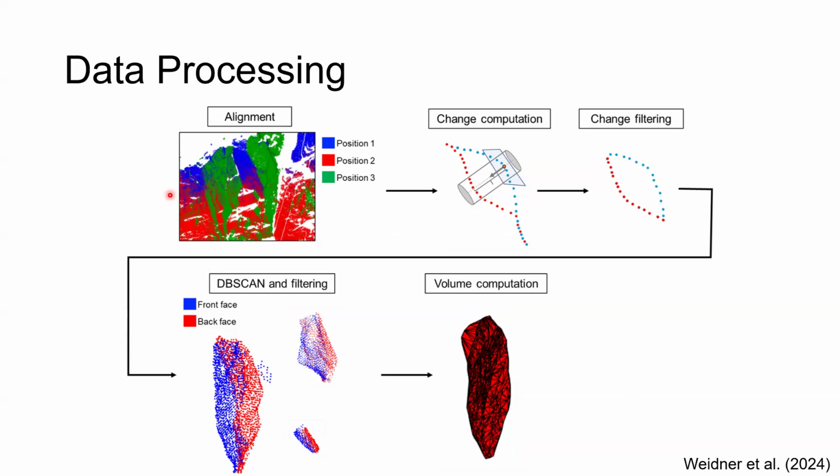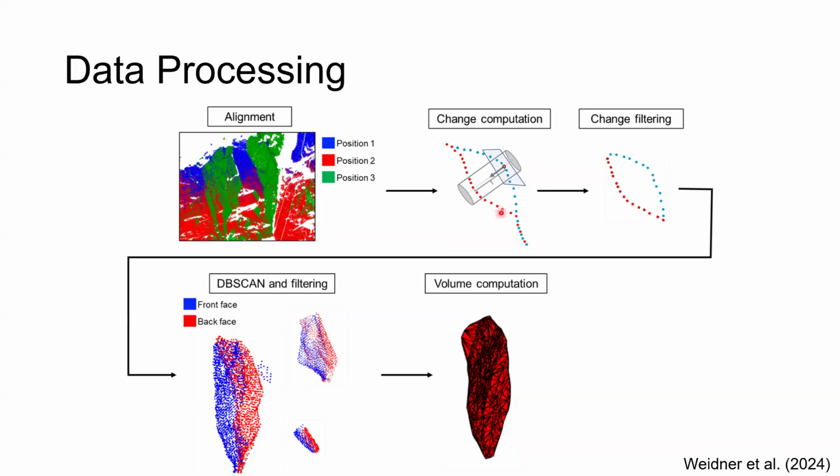And then additionally, if we're trying to compare two different dates to see what's changed on the slope, we have to put the point clouds for those two dates into the same coordinate system so that we can make direct comparisons. Once we've done that, we then compute the change that's occurred on the slope. We use what's called the M3C2 algorithm, which is commonly used for this type of data processing.